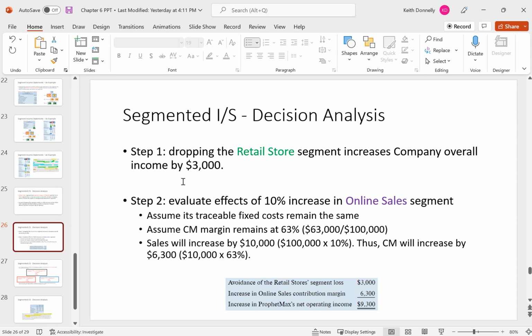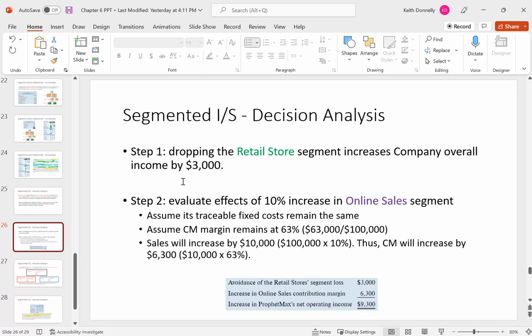So if we were to unpack this, our step one here, we'd be saying, hey, if we drop the retail, this is going to cause our company's overall income to go up by $3,000, right? If it was losing $3,000, we get rid of it. We're going to assume that our income goes up by $3,000 by not having it. Then we have to say, all right, now we got rid of it. That's like one side of the coin. Let's look at the other, right? How does the 10% increase in online sales now come into play?